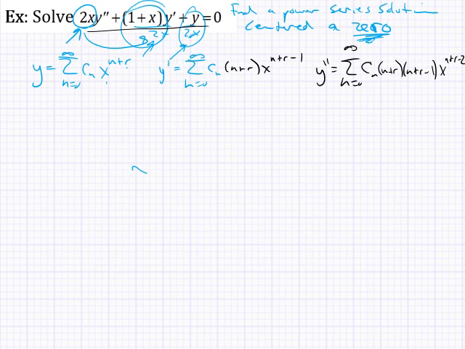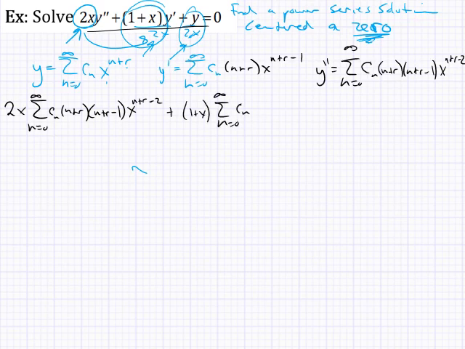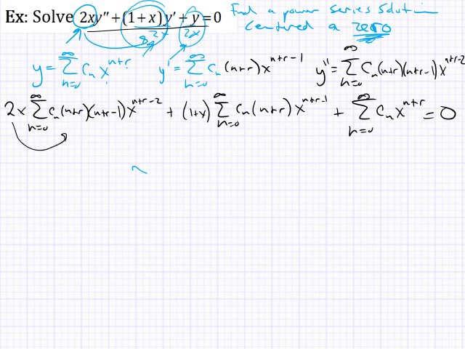Plugging all that into each one of these places, we get 2x times the sum of n equals 0 to infinity of c sub n (n plus r)(n plus r minus 1) x to the n plus r minus 2, plus (1 plus x) times the sum of n equals 0 to infinity of c sub n (n plus r) x to the n plus r minus 1, plus y, which is the sum of n equals 0 to infinity of c sub n x to the n plus r, and that should equal 0. None of this is much different than a lot of the ones we did with the ordinary points, except for all these r's. So we'll have to push this 2x in, distribute this into here and here, to get it inside the series.